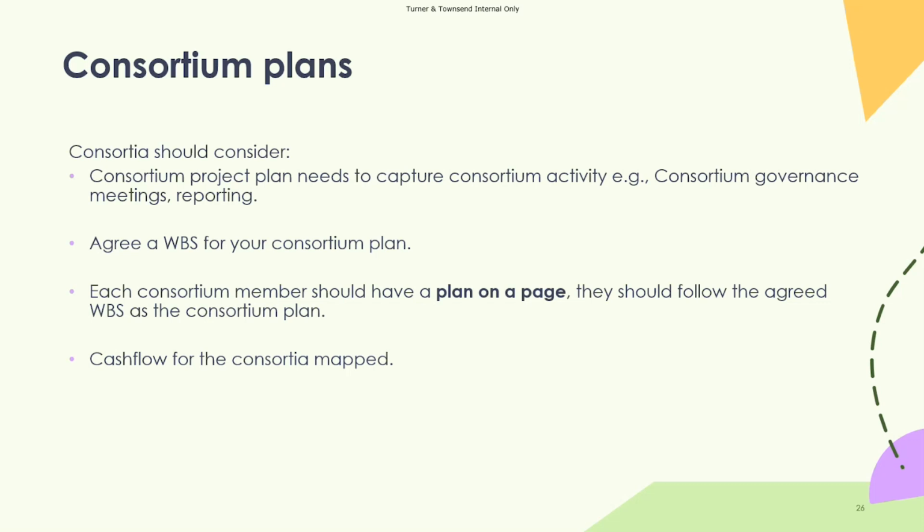That way it makes it easier for your consortium lead to do the reporting, but also it helps you understand what each of your consortium members are doing. If you are a consortium member rather than a consortium lead, you should also make sure that you're pulling together a plan on a page. So it should follow that agreed work breakdown structure, but it should be one single page of what that project looks like. The other things that should be included are things like how many homes you're expected to deliver and the cash flow against each of those different agreed milestones as well.